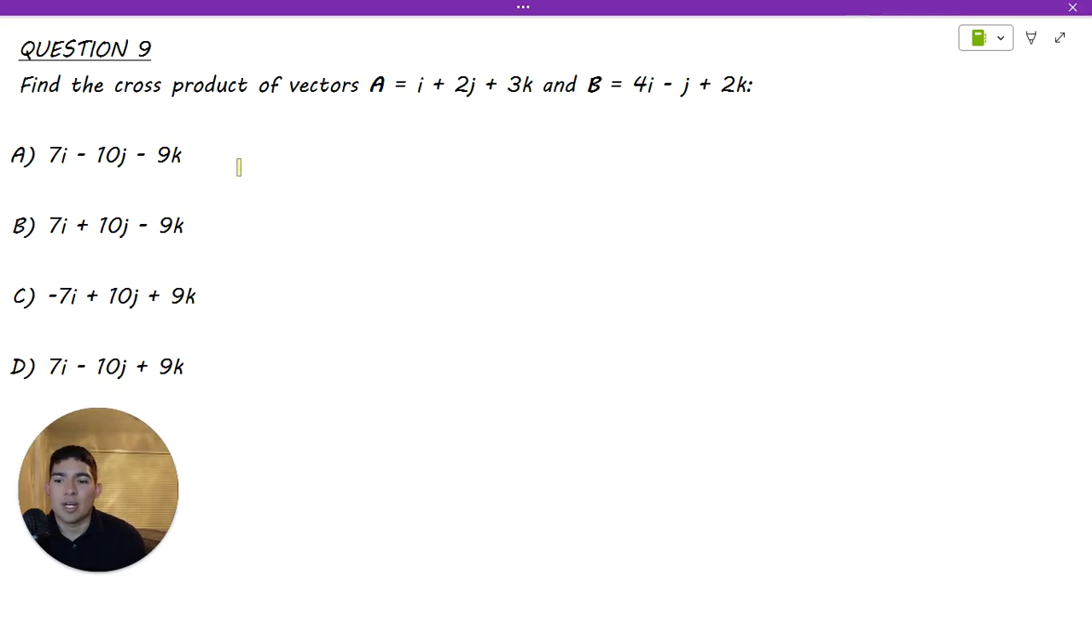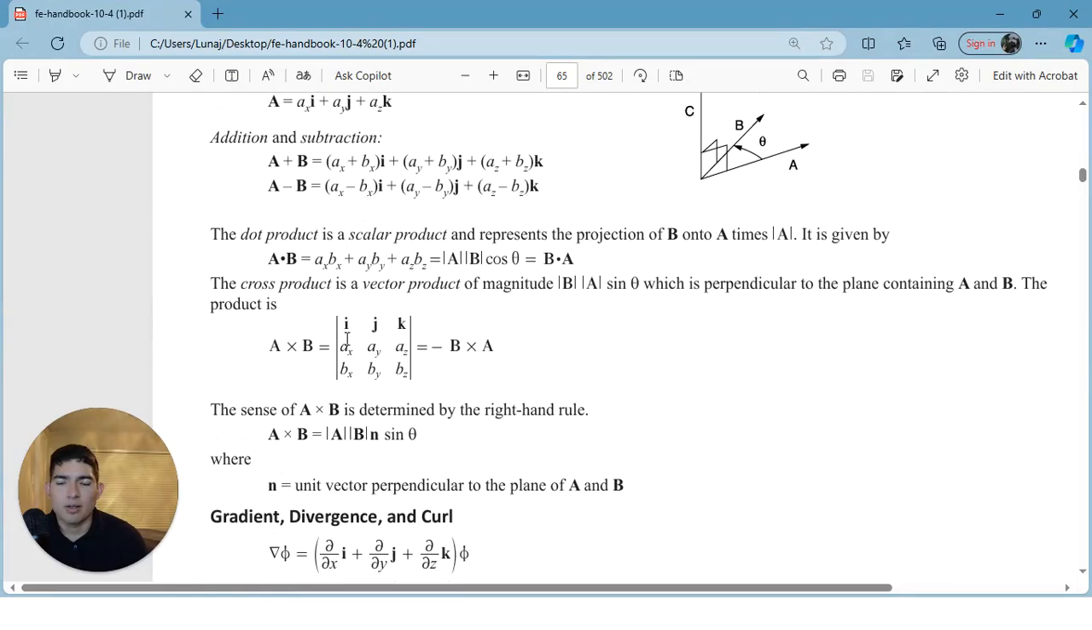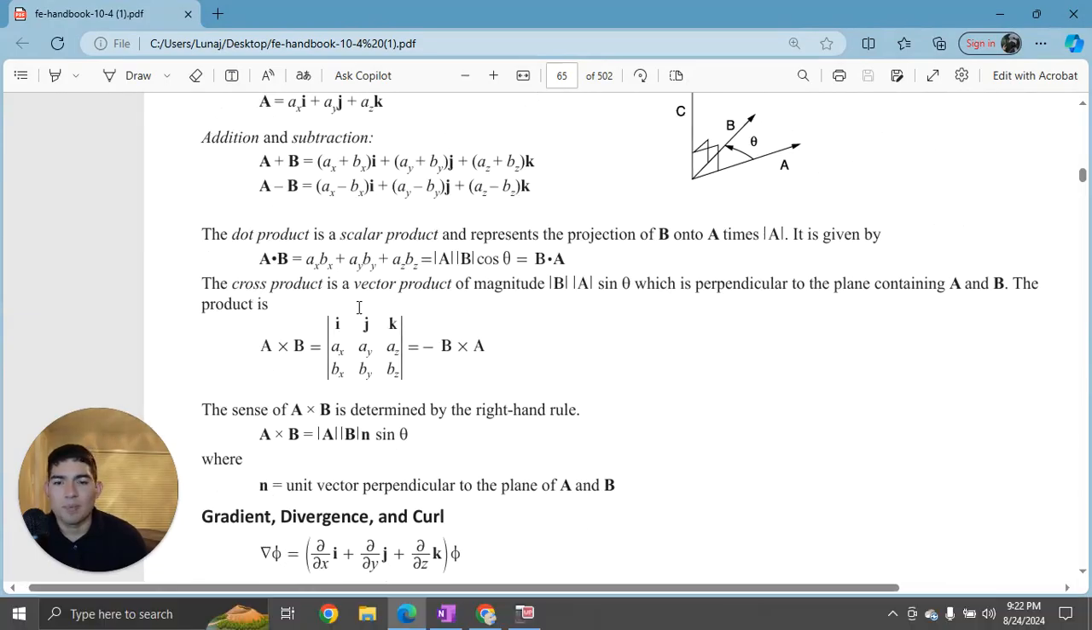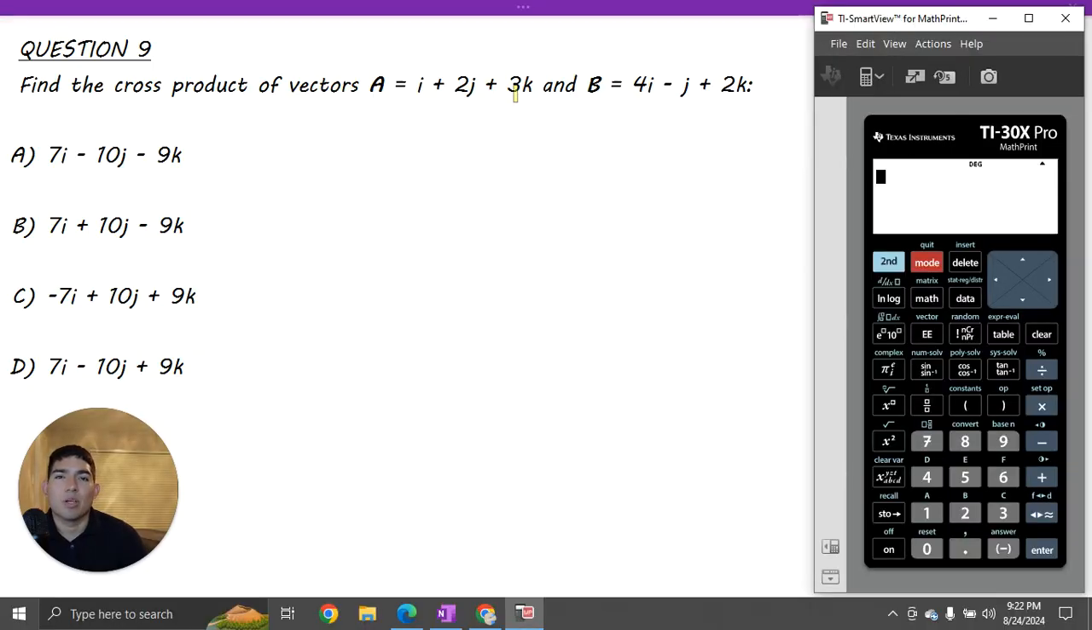Moving on to number 9, now we have a problem where we need to find the cross product of these vectors A and B. So if we go to the FE reference manual, we're also going to find a formula for the cross product here. As you can see, you can do it by hand by filling out this little diagram, but we can also use our calculator for the cross product, and it's a lot faster. So let me show you how to do that.